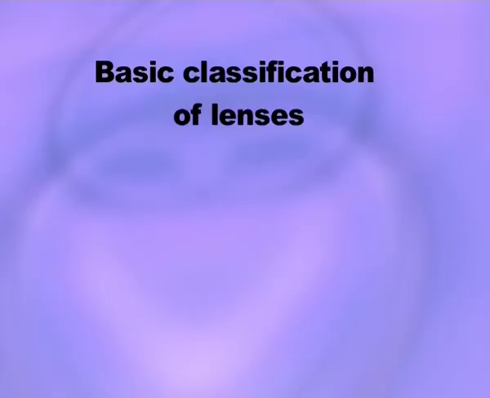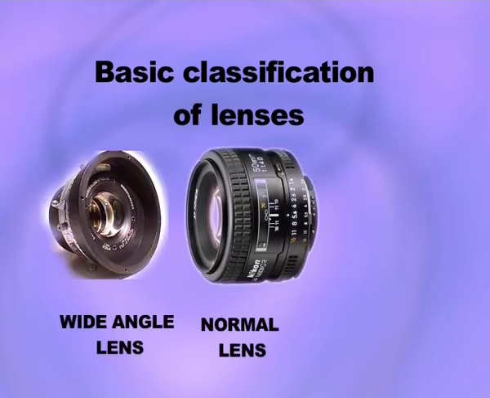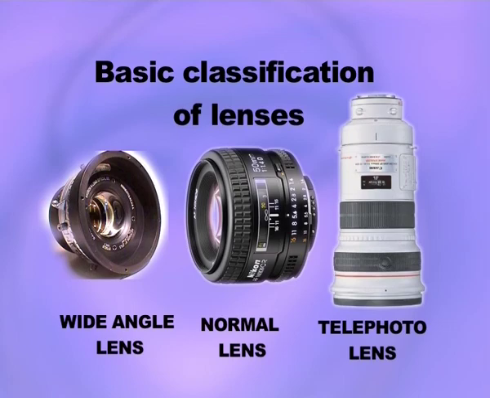Anything which is more than 50 mm creates an image which grows in size with a narrower angle of view. Any focal length that we take which is less than 50 mm captures more on the frame area. Therefore, it creates a wide angle appeal. Basically, lenses are classified in three kinds: the wide angle, the normal and the telephoto.